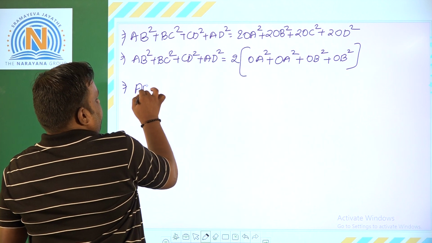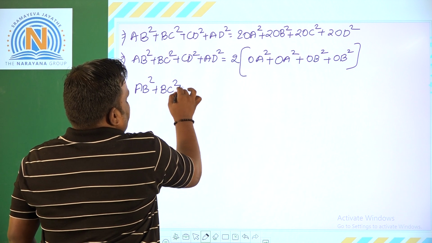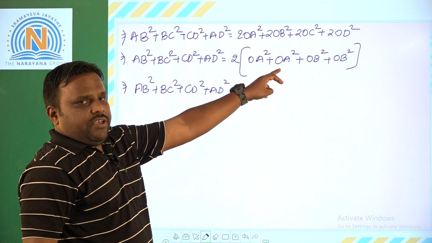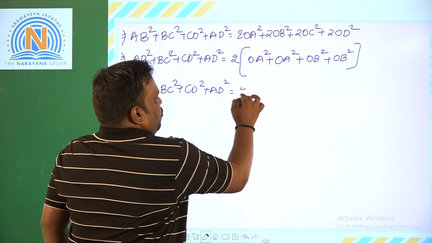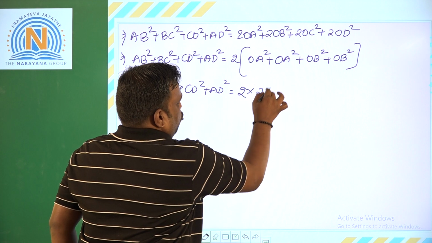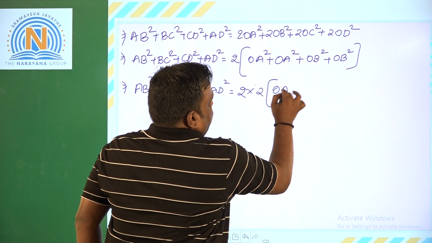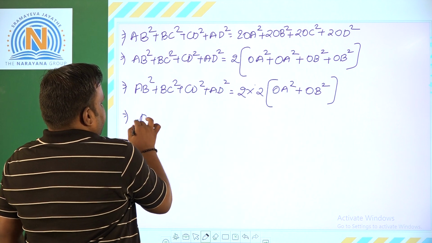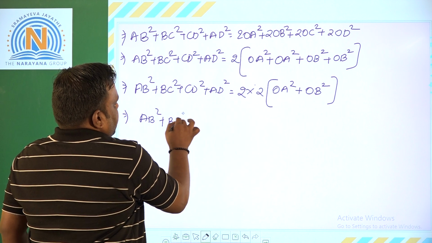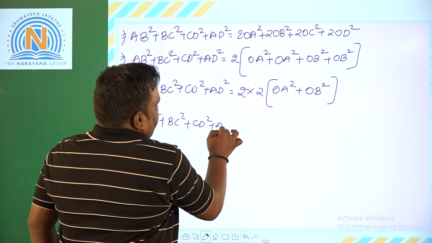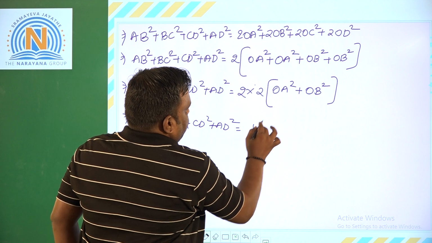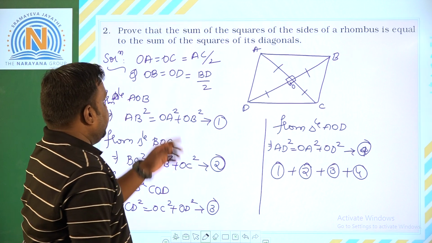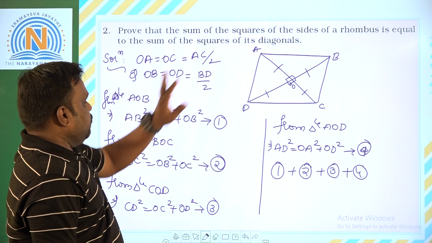Now the LHS remains the same, AB square plus BC square plus CD square plus AD square is equal to OA square plus OA square is 2 OA square. So I will take 2 common, and I will be left with OA square plus OB square. Next step, AB square plus BC square plus CD square plus AD square is equal to 4 into, now OA can be written as AC by 2. This is what we have checked here: OA is equal to AC by 2, OB is equal to BD by 2.